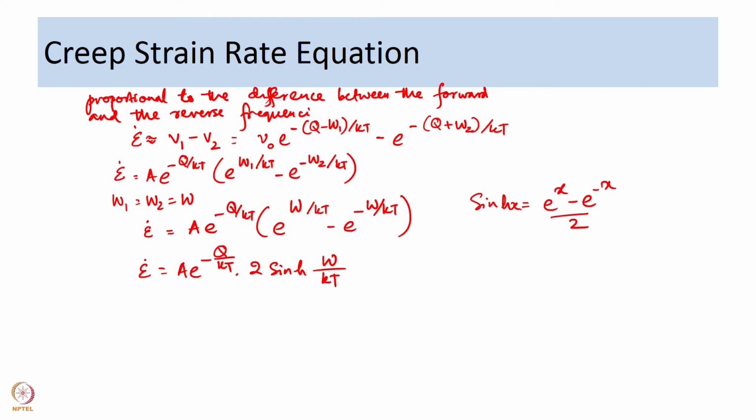So, here sinh x is equal to e to the power x minus e to the power minus x by 2. We invoke that here. That makes epsilon dot equal to A e to the power minus q over kT into 2 times sinh W over kT. So, we can take 2 into A, and then strain rate epsilon dot is equal to A e to the power minus q over kT into sinh W over kT.